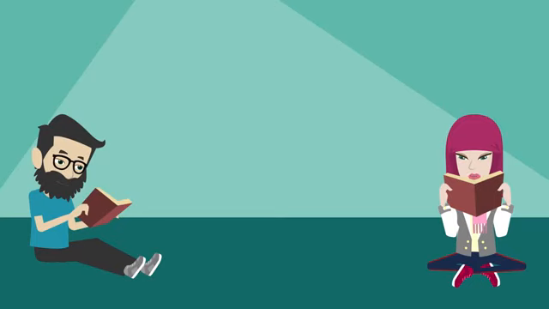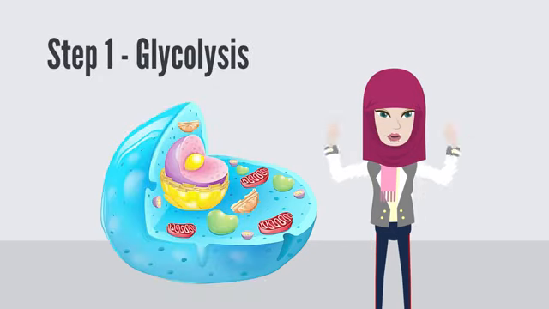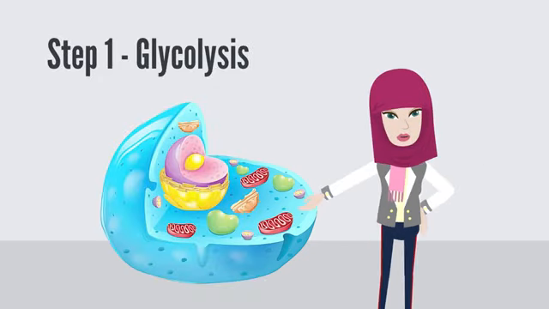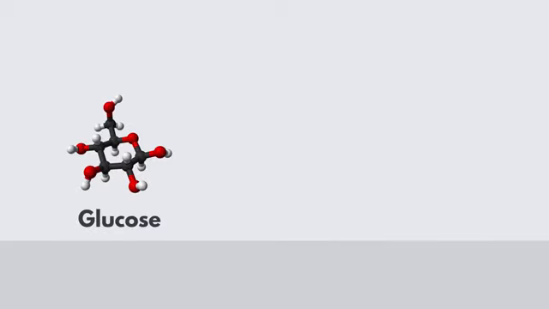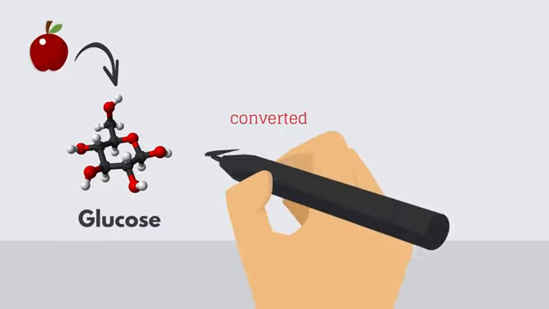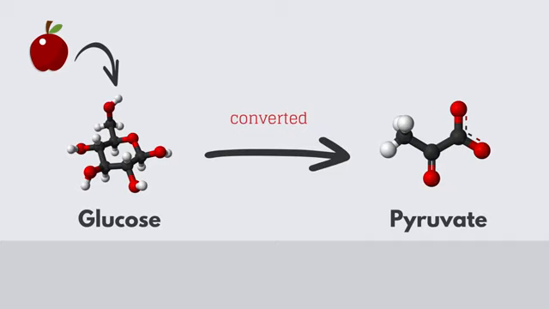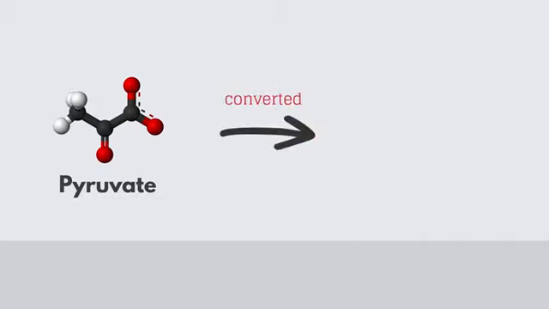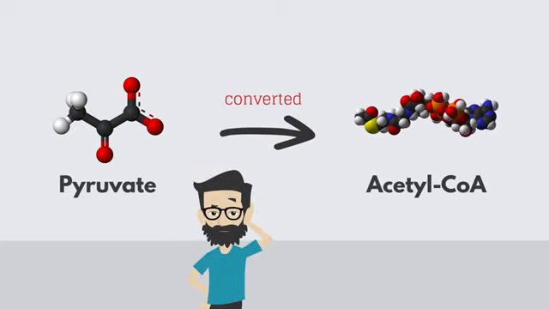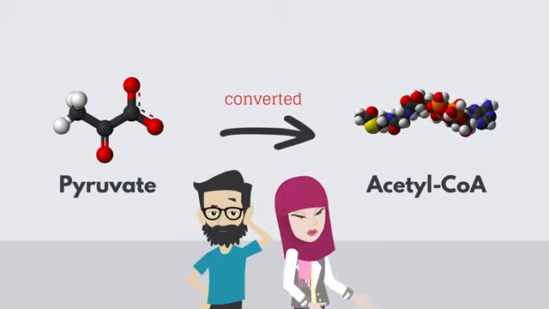Of course. First, a process called glycolysis occurs in the cell, in the cytoplasm. This is where glucose, obtained from the food that we eat, gets converted into a more usable form called pyruvate. Pyruvate is then converted into acetyl-CoA. Acetyl what? Acetyl-CoA. It's a coenzyme.